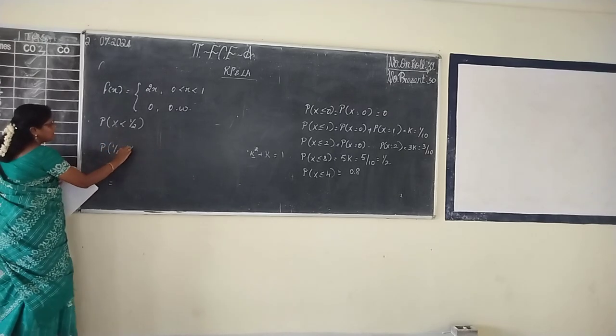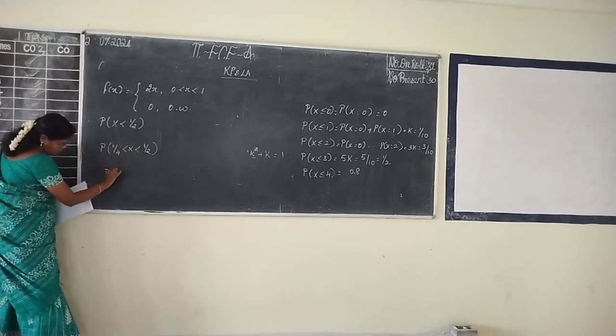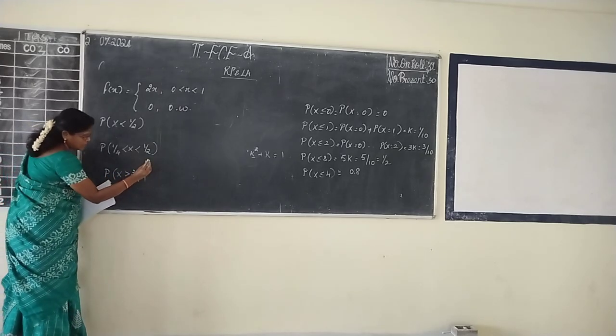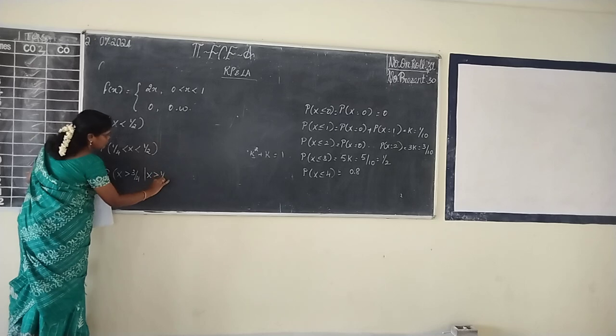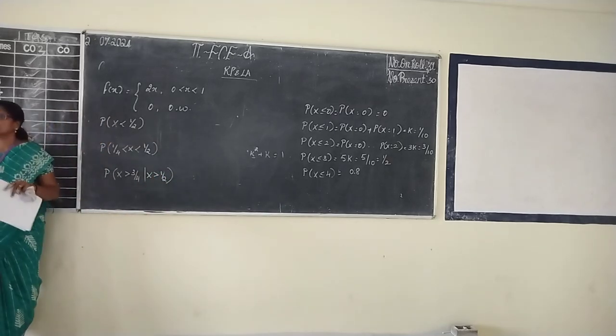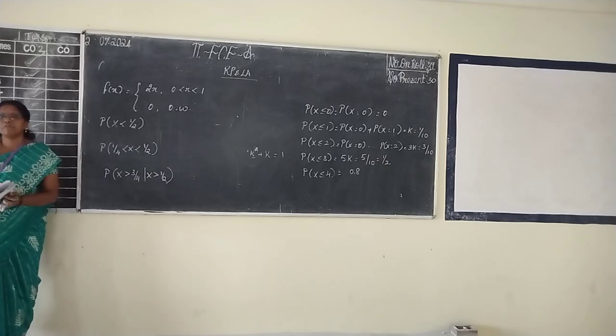1 by 4 less than x less than 1 by 2. Probability of x greater than 3 by 4 given x greater than 1 by 2. We will find three different probability values.